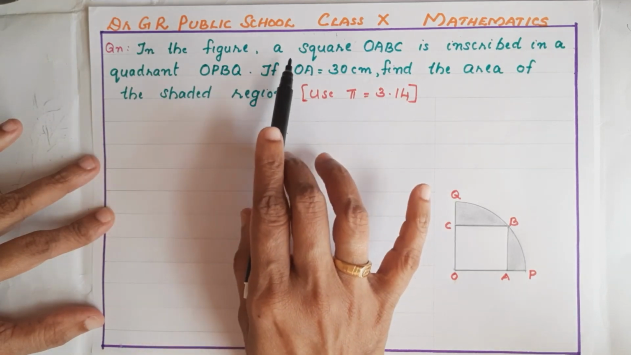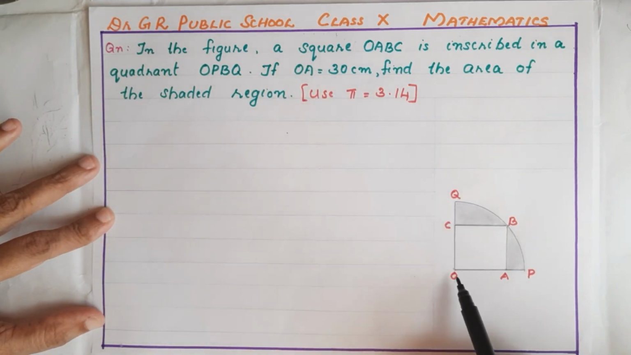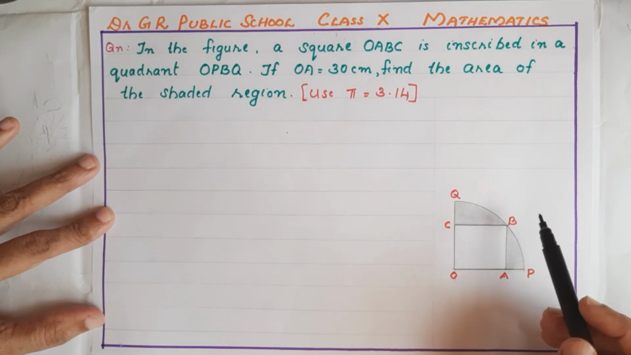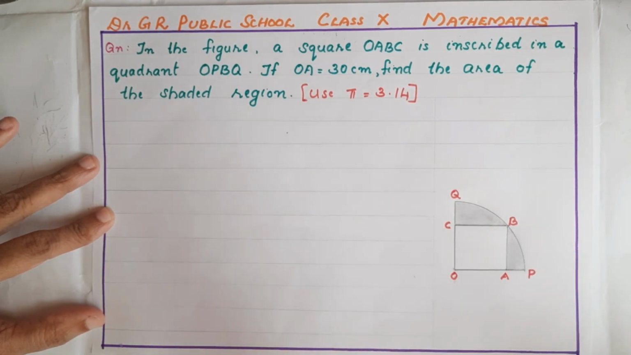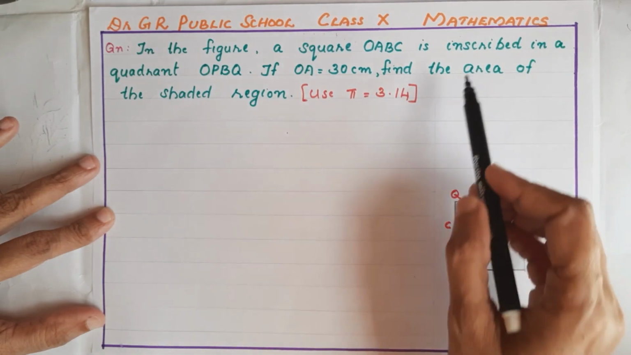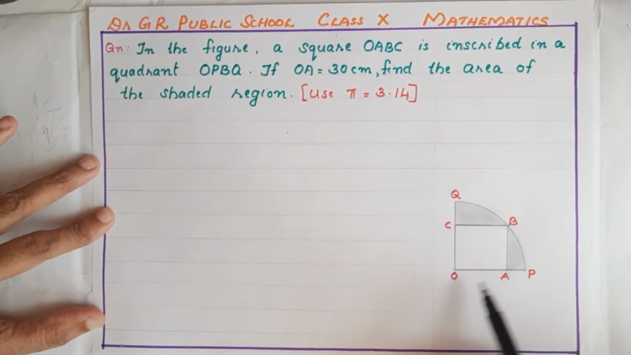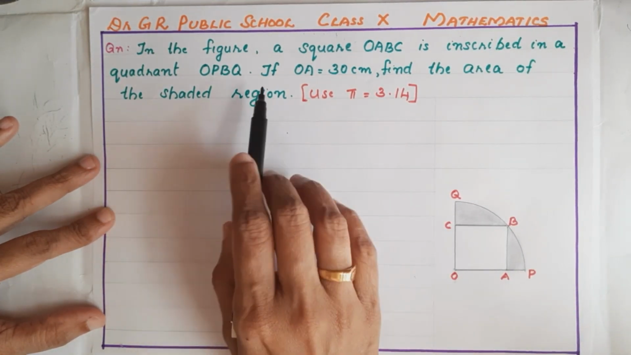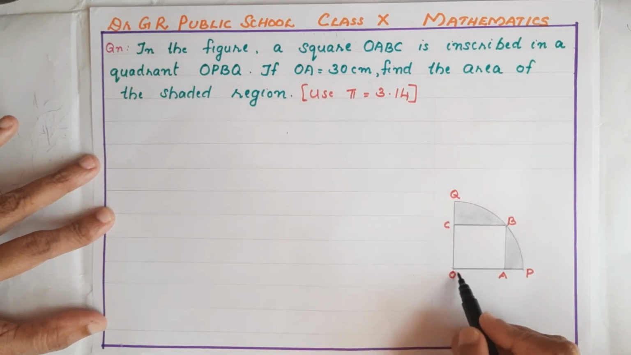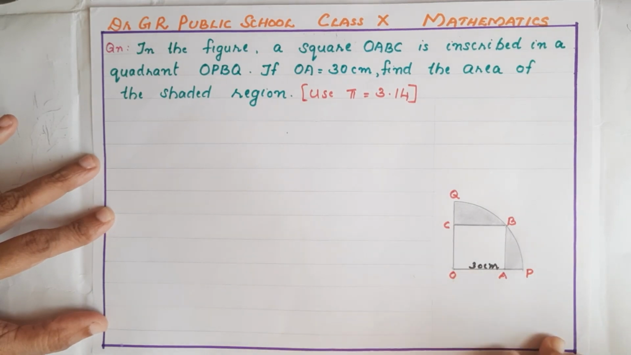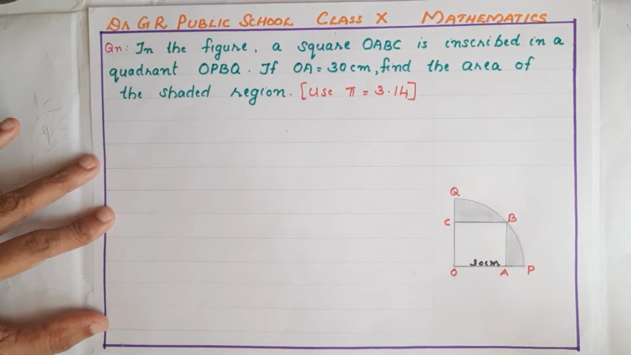What is given? The square OABC is inscribed. Inscribed means the figure is described inside this quadrant. Okay. So inscribed in a quadrant OPBQ. So OPBQ is a quadrant. If OA is 30 centimeter, OA is given as 30 centimeter. Okay. Find the area of the shaded region.